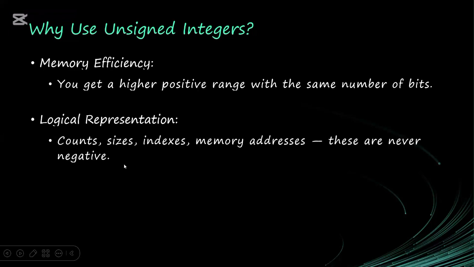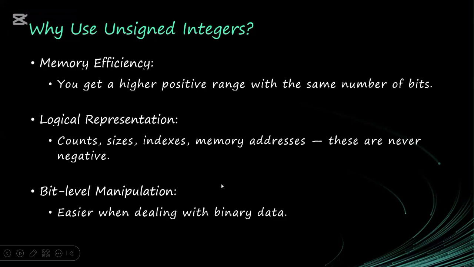For logical representation, if you want to count the number of times something is happening, you can never use signed integers. You will always use unsigned integers because your counts can never be negative. Sizes of something can never be negative. Indices, memory addresses, all these things can never be negative. So you have to use unsigned integers, because unsigned integers will only contain non-negative values. And when it comes to bit-level manipulation, it is easier to deal with unsigned integers.